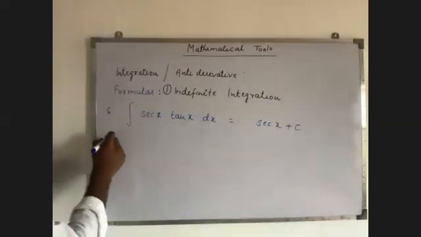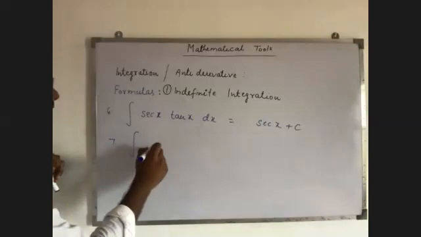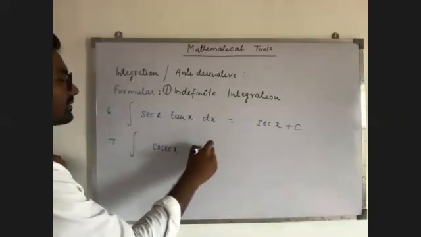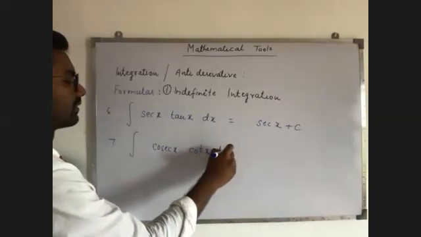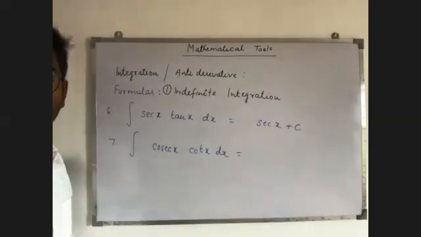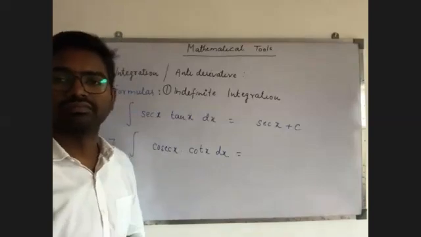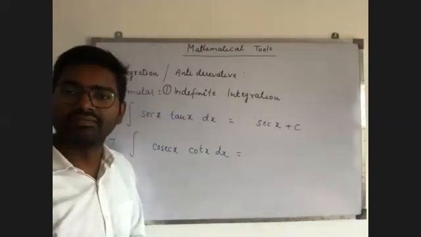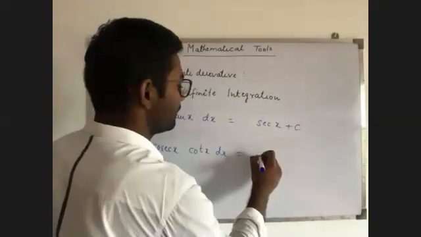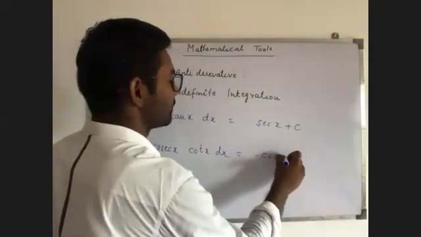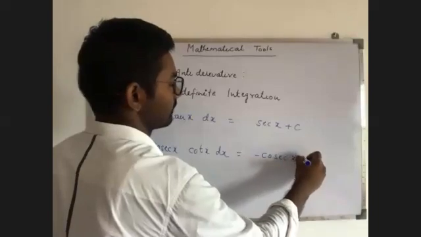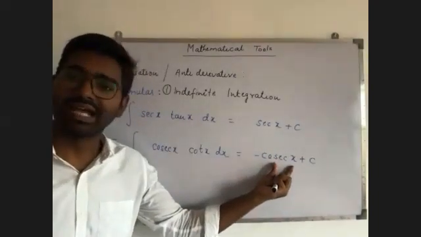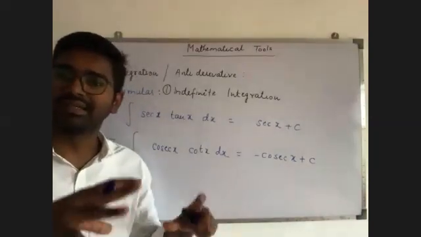In the same way, cosec x cot x dx. What will be the integration? If I integrate cosec x cot x dx, can I say that I will get minus cosec x plus c? Because if I differentiate cosec x, I will get minus cosec x cot x.